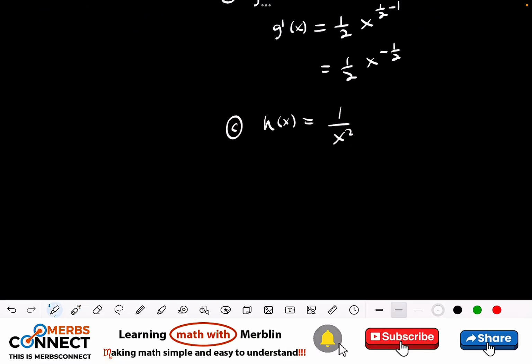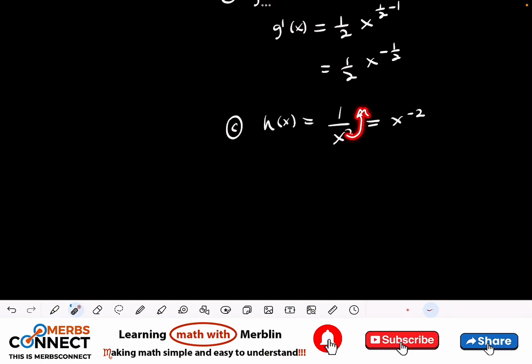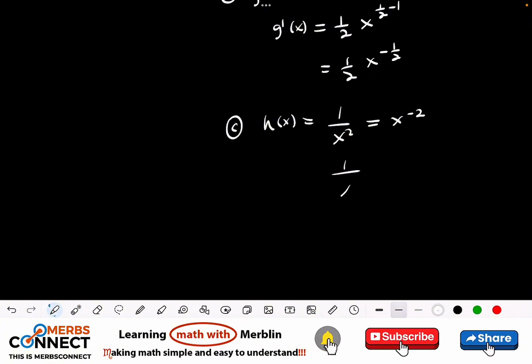So how can I write this? This is the same as x to the power negative 2, right? So when I want to bring this one up, since this is positive, it changes to minus. If this is minus, like for example, if I have 1 divided by x to the power minus 2, this will be x squared, right? Because if I want to bring it up, I look at the sign in front, then I change it. So that is the idea from there.